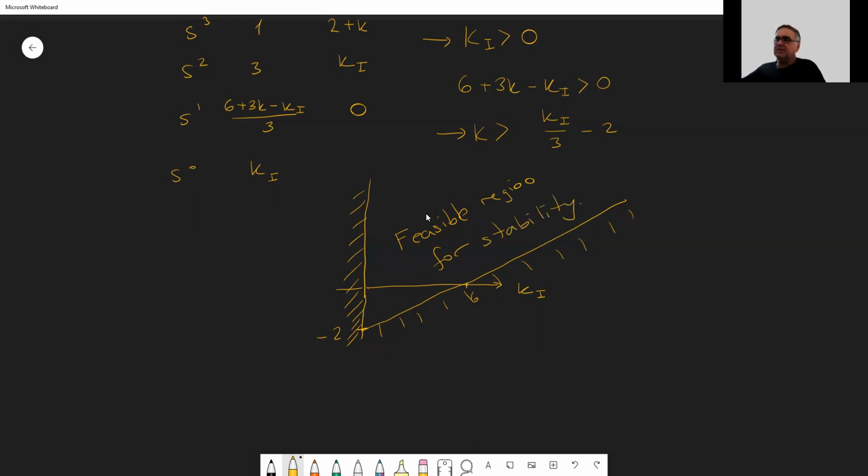This is K, this is Ki. K is the y-axis, Ki is the x-axis. This region is okay. For example, if you select it somewhere here, the system will be stable, at least. But if you select it somewhere around here, this will be unstable.